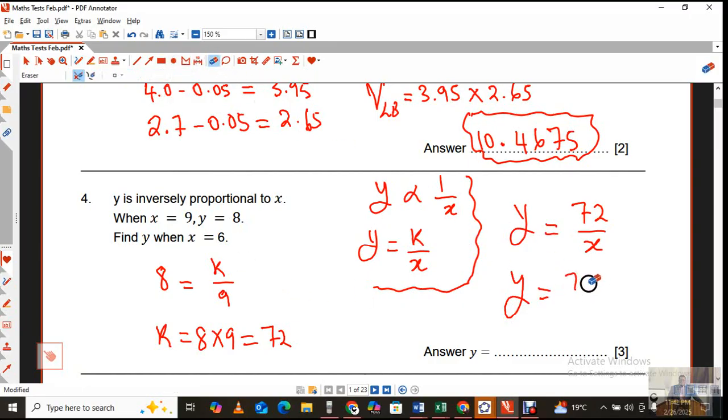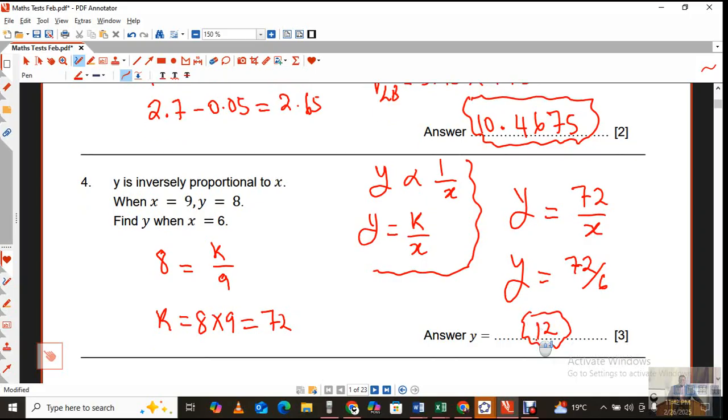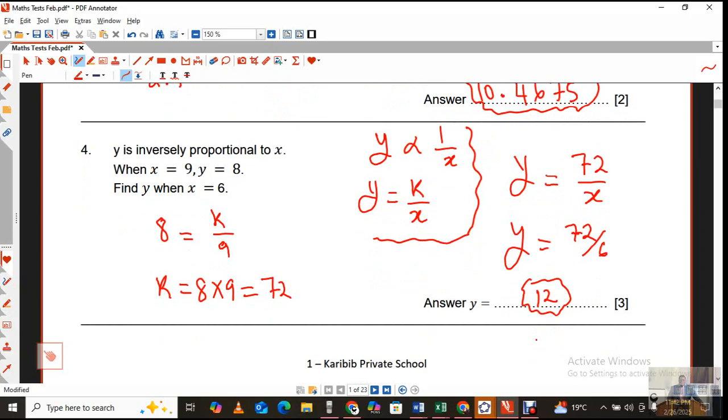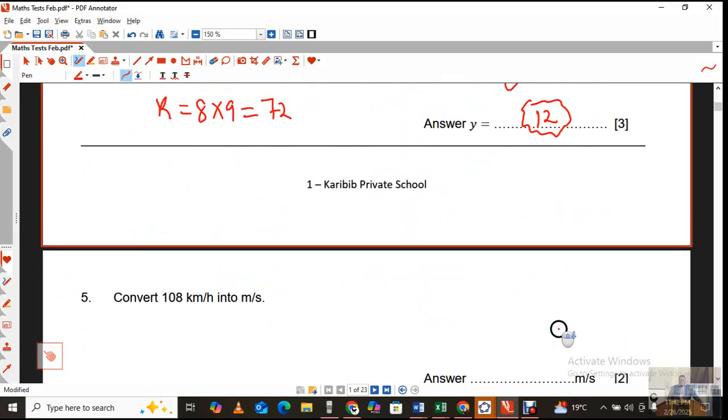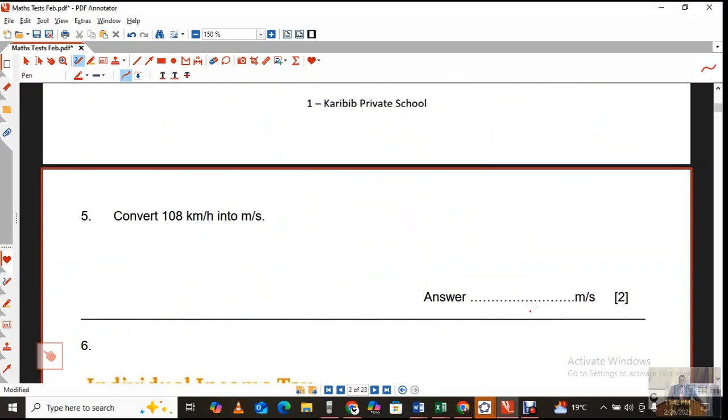So let's just input that and see what we are going to get as our answer for y. Of course, our answer for y in this particular case is going to be 12. And that is the solution there. Step by step, find the constant of variation, then substitute in the values, and then find the missing one after they gave you one.